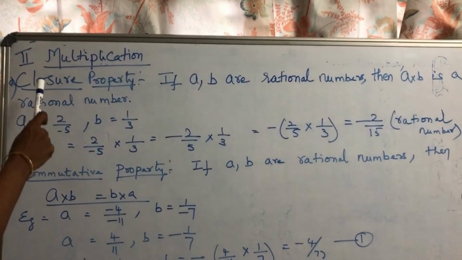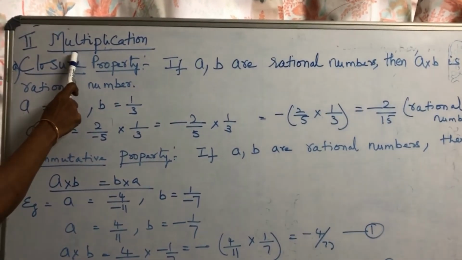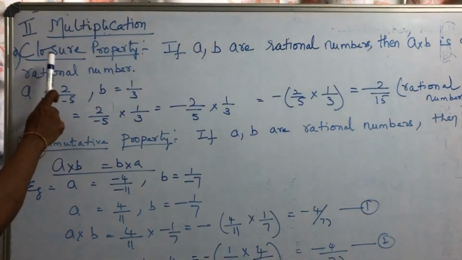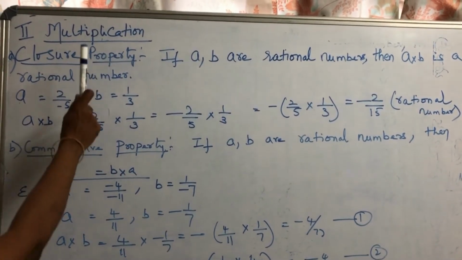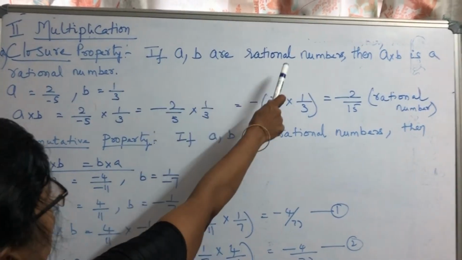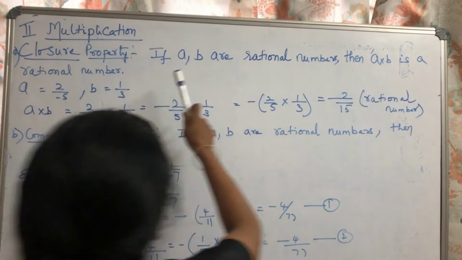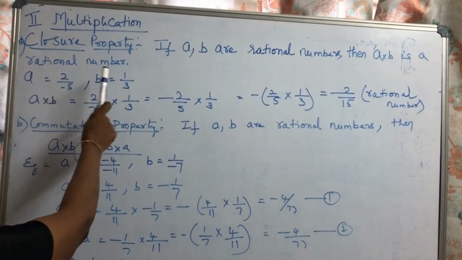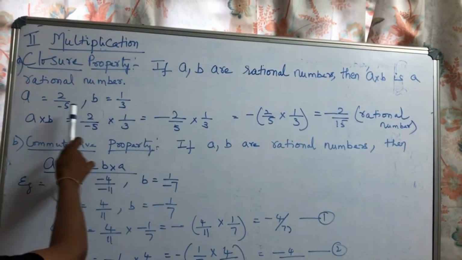The second operation is multiplication, children. How we have proved for addition, the same properties will hold good for multiplication also. To begin with, we have the closure property of multiplication. If A, B are rational numbers, then A into B is a rational number. Rational number, when multiplied by a rational number, the product is a rational number.